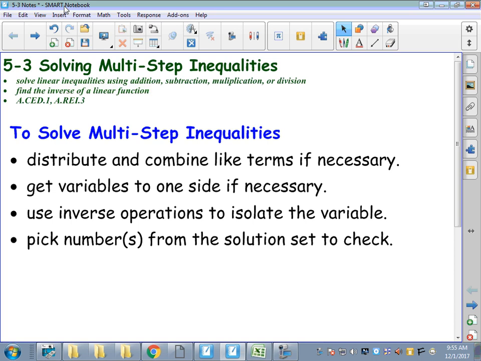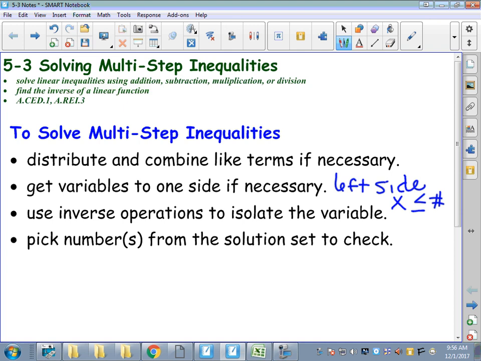So a couple of things to remember. You want to distribute if there's parentheses, clean up, combine like terms if necessary. So you want to clean up the sides of the inequality. If there's a variable on both sides, you want to get them on the same side if necessary. And I'm going to say get it to the left. Move the variable to the left side. That way when you answer your inequality, you always have x is less than or greater than or equal to some number. So it's not necessary, but it's so much easier if the variable is on the left-hand side.